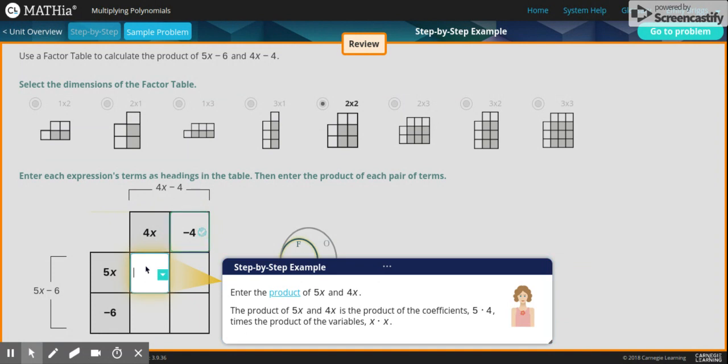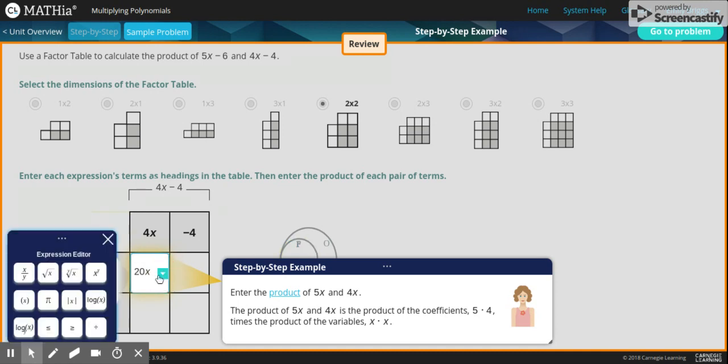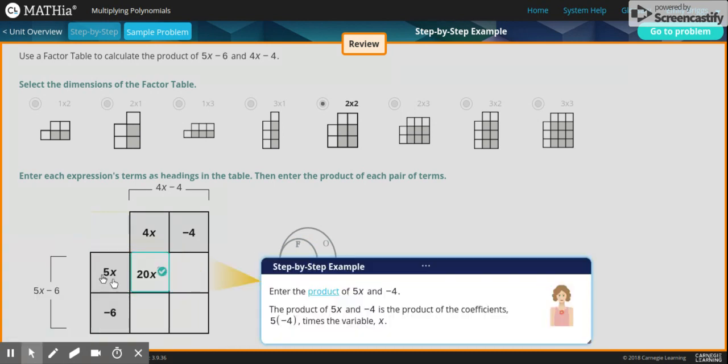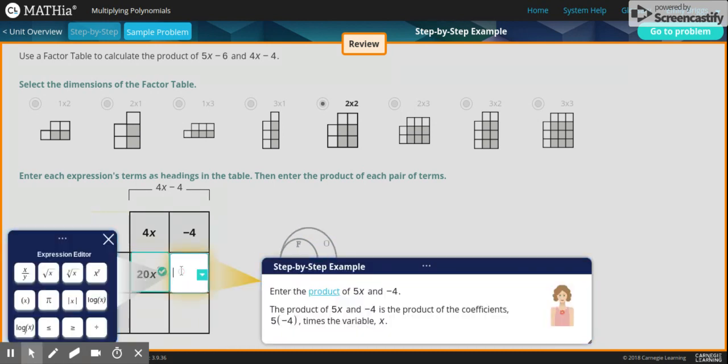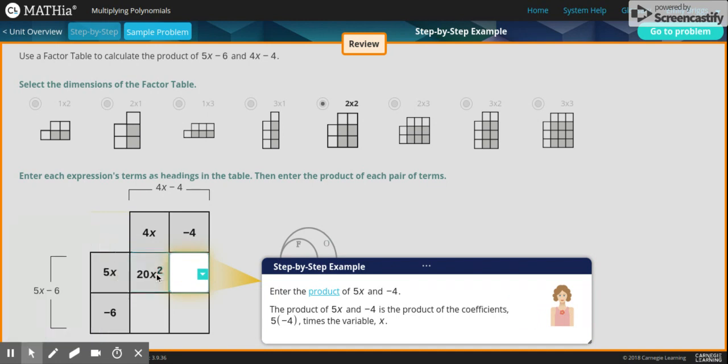Now you're going to multiply these two terms together. So it kind of reminds me of the lattice method, but not really. So 4 times 5 is 20, so 20. And then x times x is x, but it goes to the second power. You click this little button, and then you put second. And then over here you take 5x times negative 4.